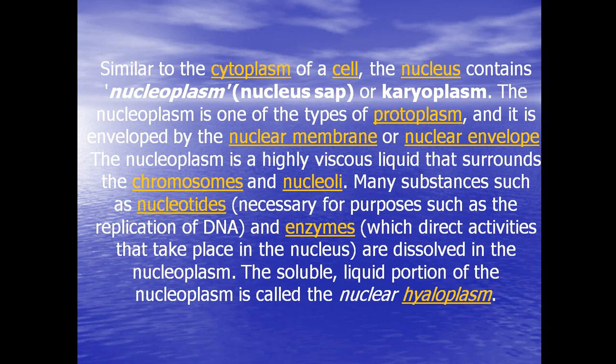Similar to the cytoplasm of the cell, the nucleus contains nucleoplasm. It is also known as nucleus sap or karyolymph. So, it's not wrong if you say nucleoplasm is one of the types of protoplasm, and it is enveloped externally by the nuclear envelope. So, nucleoplasm gets separated from the cytoplasm by means of this nuclear envelope.